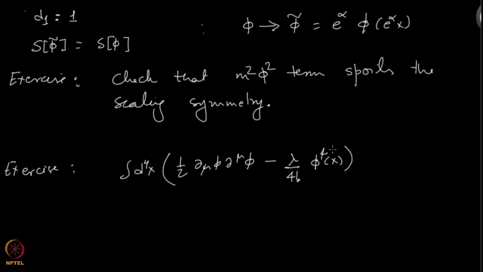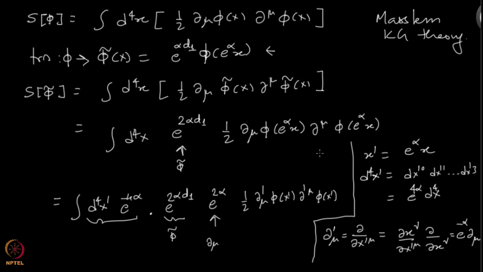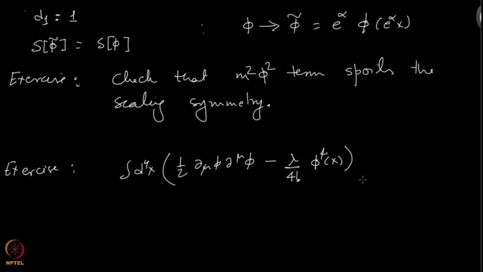This one is phi to the 4, and remember each phi brings a factor. There is no derivative term now, so the derivatives are not going to bring in any such piece, but your phi tilde, instead of 2 phi's as you had in the kinetic term, you have 4. So you get e to the 4 alpha d1, where d1 is 1. So you get e to the 4 alpha, and that will cancel against this piece. So you see that this one will be invariant under scaling transformations.